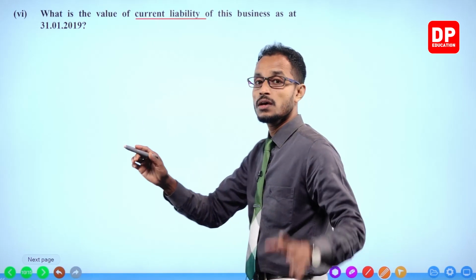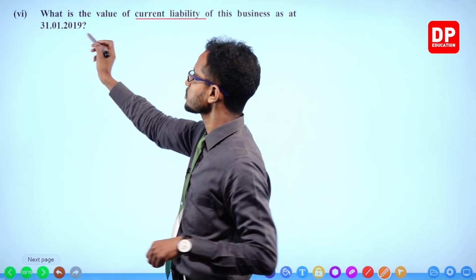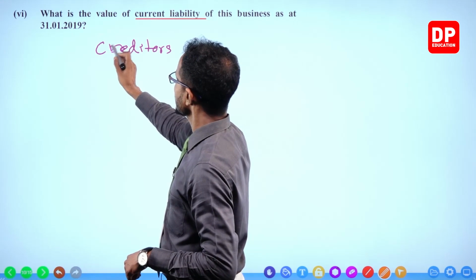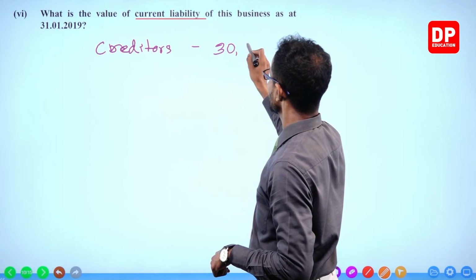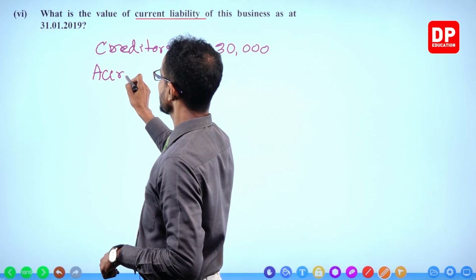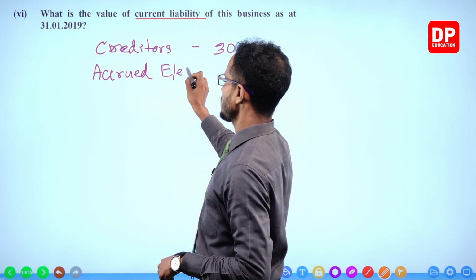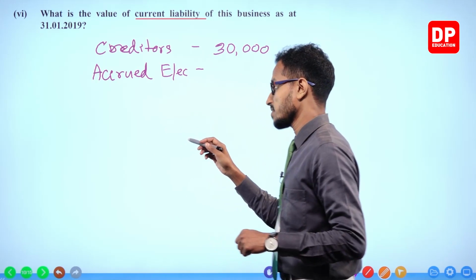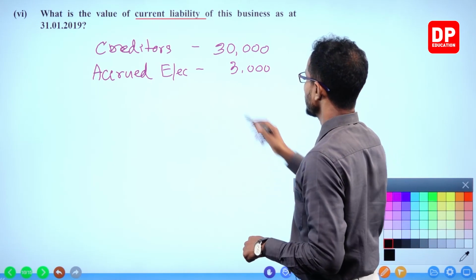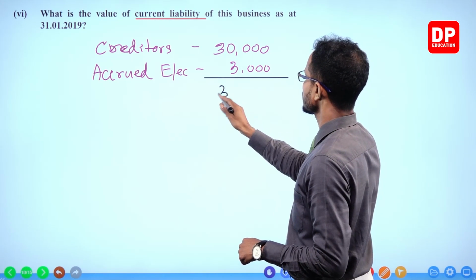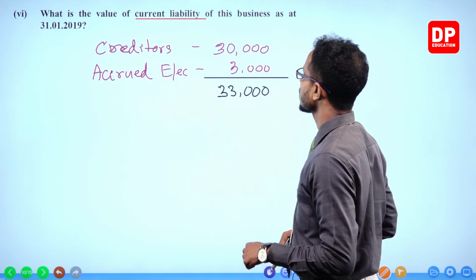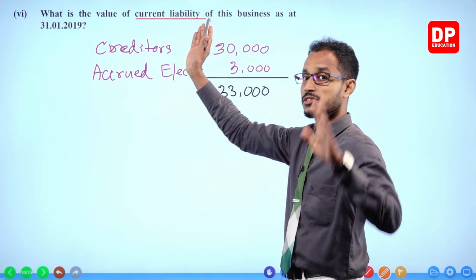Value of current liabilities: creditors 30,000, accrued electricity payable. Accrued means payable. You should know these things by now. Accrued electricity means payable electricity 3,000. So the total of current liabilities here is 33,000. Value of current liabilities. Done. Next one.